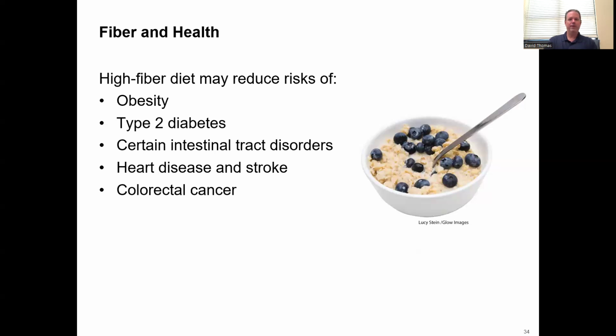Fiber, we mentioned a little bit about fiber. Fiber is a complex polysaccharide, complex carbohydrate, very important. Studies have shown that it helps to reduce the risk of obesity, even type 2 diabetes, if we have high fiber in our diet. We get this from fruits and vegetables, especially things like oatmeal.